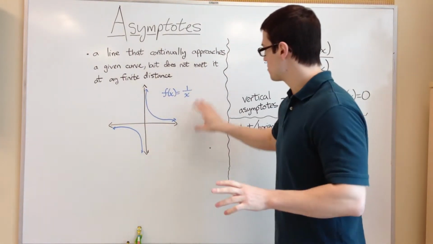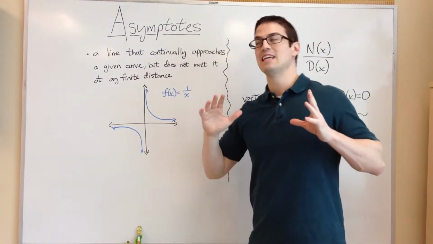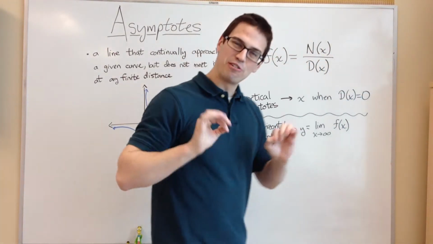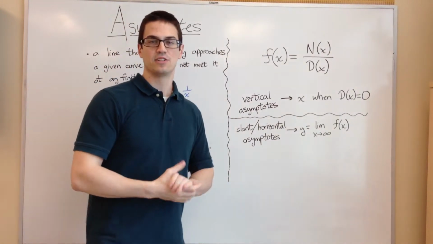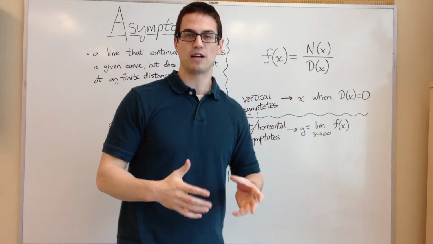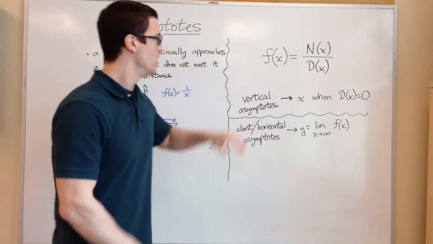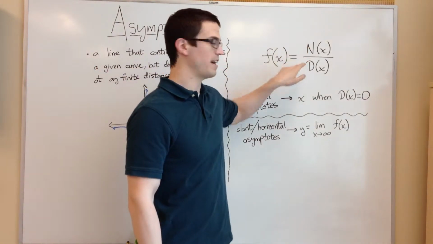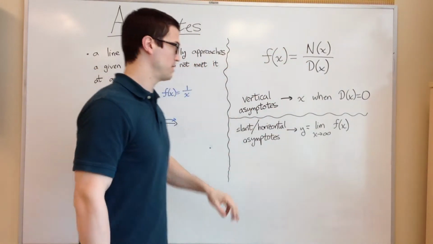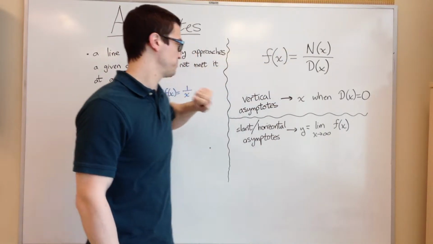Now this is easy to understand with this parent function, but you're going to get rational functions that are a little bit harder, where it involves more thinking to figure out what the asymptotes are. So I'm going to give you a general idea on how to figure those out. Say we have a general rational function right here: n of x divided by d of x, numerator divided by denominator. Remember, these are both polynomials. So this is just our standard rational function.